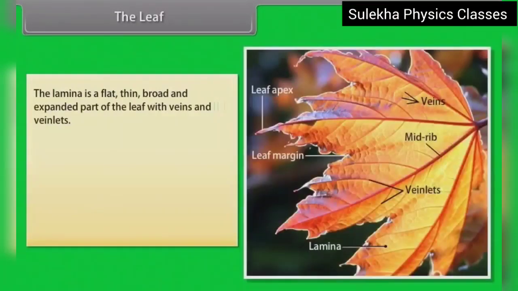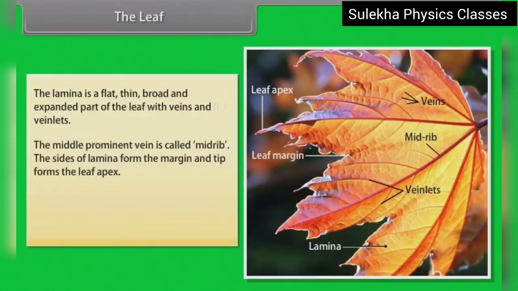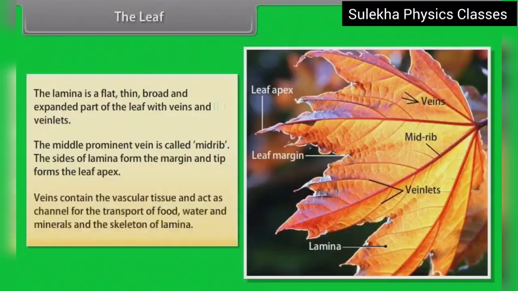The lamina is a flat, thin, broad, and expanded part of the leaf with veins and veinlets. The middle prominent vein is called midrib. The sides of lamina form the margin and tip forms the leaf apex. Veins contain the vascular tissue and act as channel for the transport of food, water, and minerals, and the skeletal of lamina.